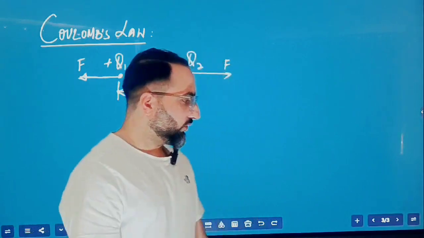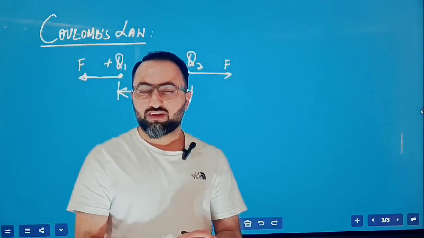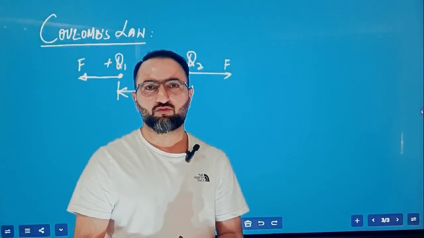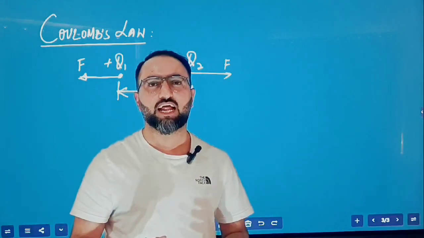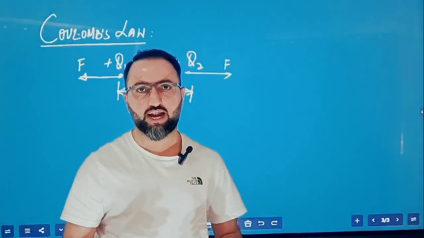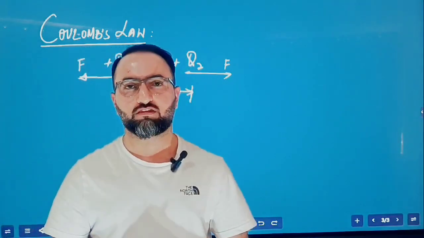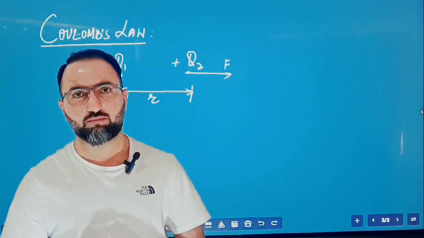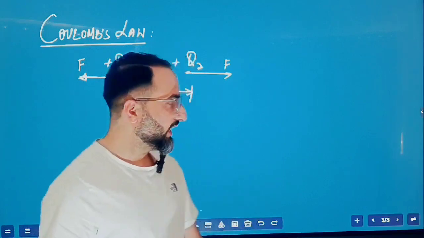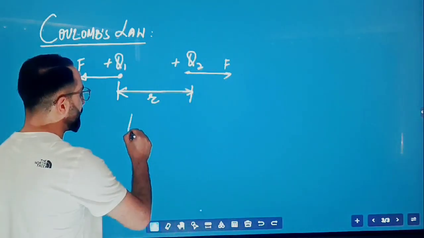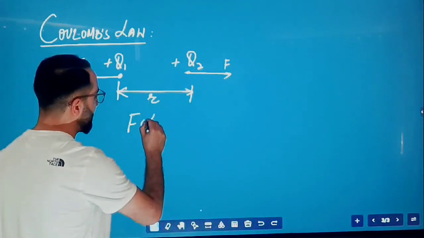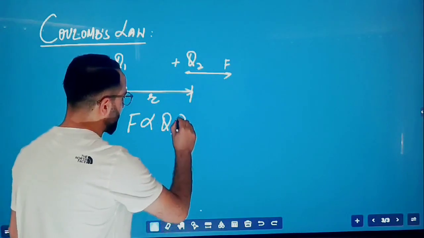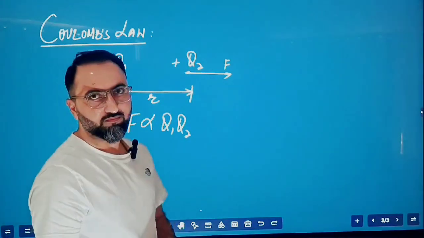Now, what is the statement of Coulomb's law? The statement is very simple: the electrostatic force of repulsion or attraction between these 2 point charges depends on two factors. Number one, the charges, and number two, the separation between them. The statement goes like this: the force between these 2 point charges is directly proportional to the product of the charges.